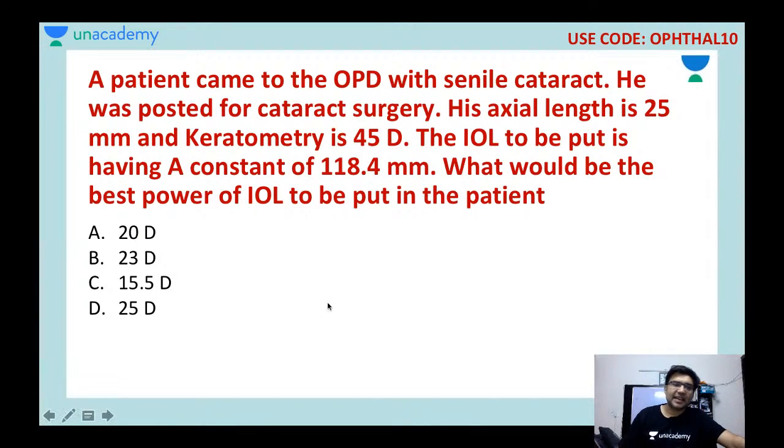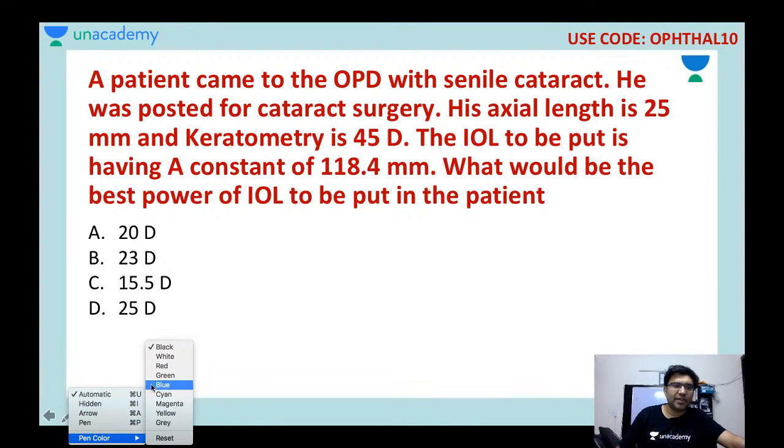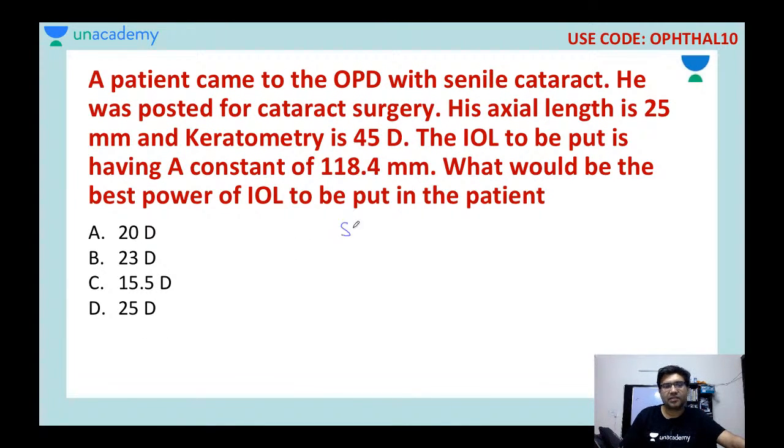You have to put a SRK formula here. I am just giving you a hint. You have to put a SRK formula here. You can just write it on a piece of paper and then try to answer. SRK formula is A minus 2.5 into axial length minus 0.9 into K. K is keratometry.